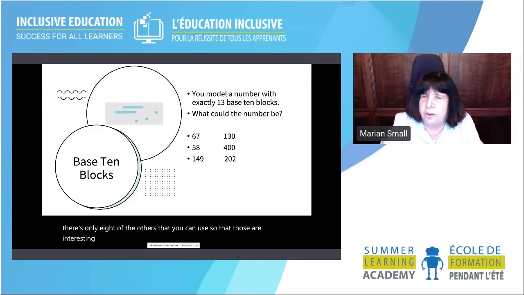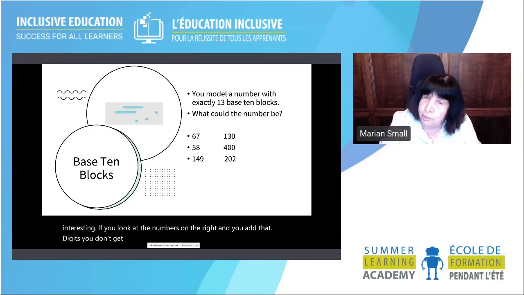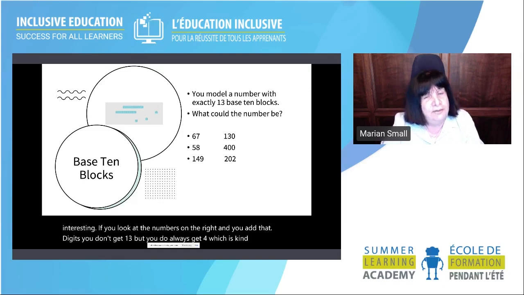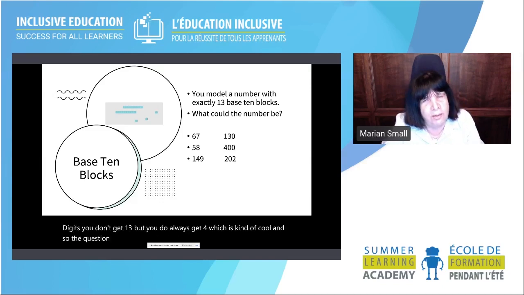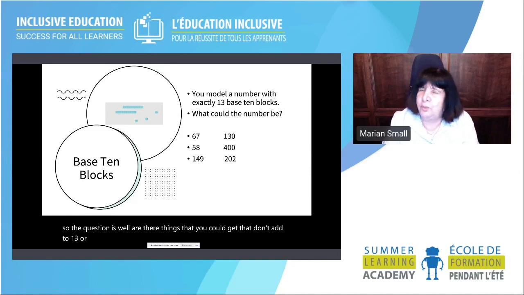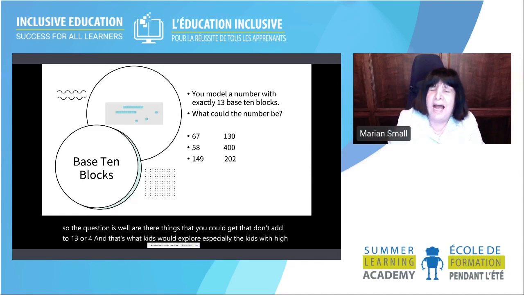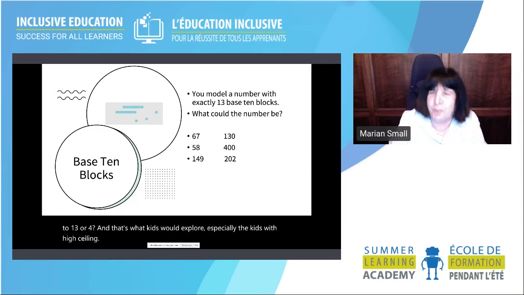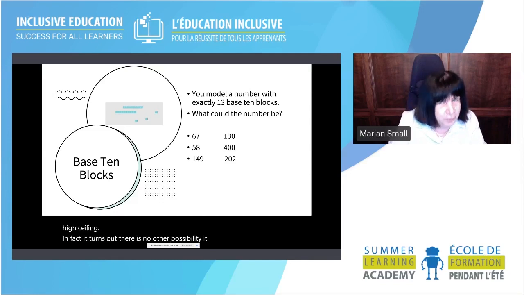If you look at the numbers on the right and you add the digits, you don't get 13, but you do always get 4, which is kind of cool. And so the question is, well, are there things that you could get that don't add to 13 or 4? And that's what kids would explore, especially the kids with high ceiling. And in fact, it turns out there is no other possibility. It is 13 or 4. And kids could experiment with why.